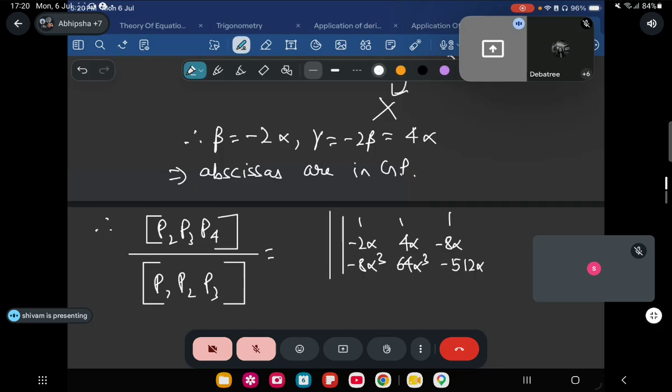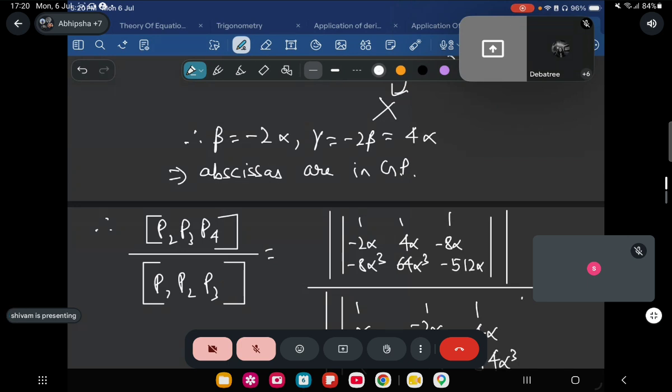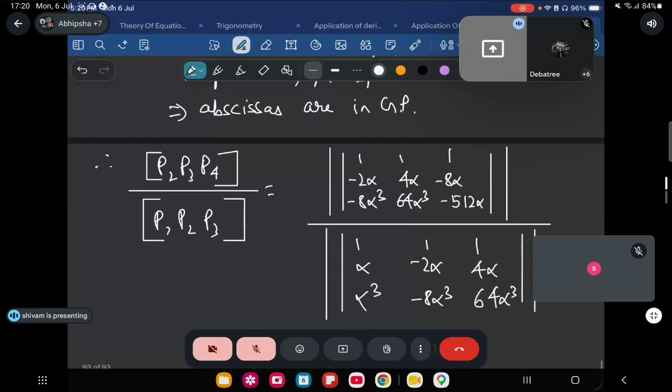Tell me, are you getting? And this is mod, divided by mod of the determinant P1, P2, P3, right? 1, 1, 1, alpha, alpha cube. P2 will be equal to minus 2 alpha, minus 8 alpha cube. And the next one will be 4 alpha and 64 alpha cube. See the numerator and the denominator. The numerator is a multiple of the denominator.